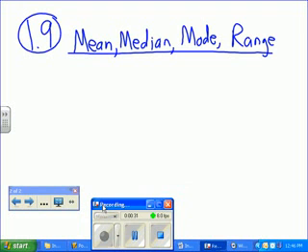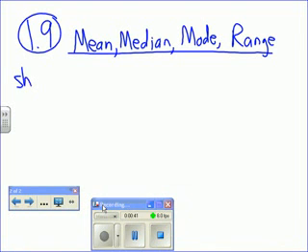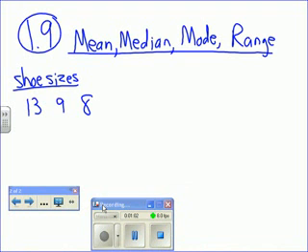Okay, I'll tell you what. We're going to start out with a real example here. Let's take some shoe sizes, okay? All right. Jason, what size shoe do you have on right now? 13. All right, Melissa? 9. And Emily? 8. Nathan?